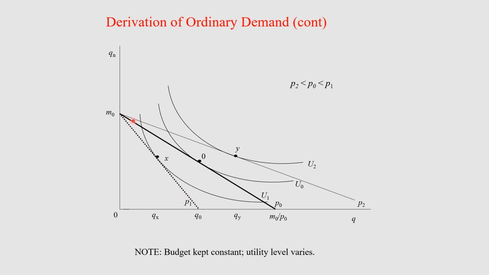So we begin by taking the budget line for M0 given P0, so this is then the slope, the negative P0, and we're at utility level U0. If we increase the price, then we end up with this dotted budget constraint, and we end up at point X. If we reduce the price to P2, then we end up at Y on a higher indifference curve. So we kept budget constant, but we allowed utility to vary.